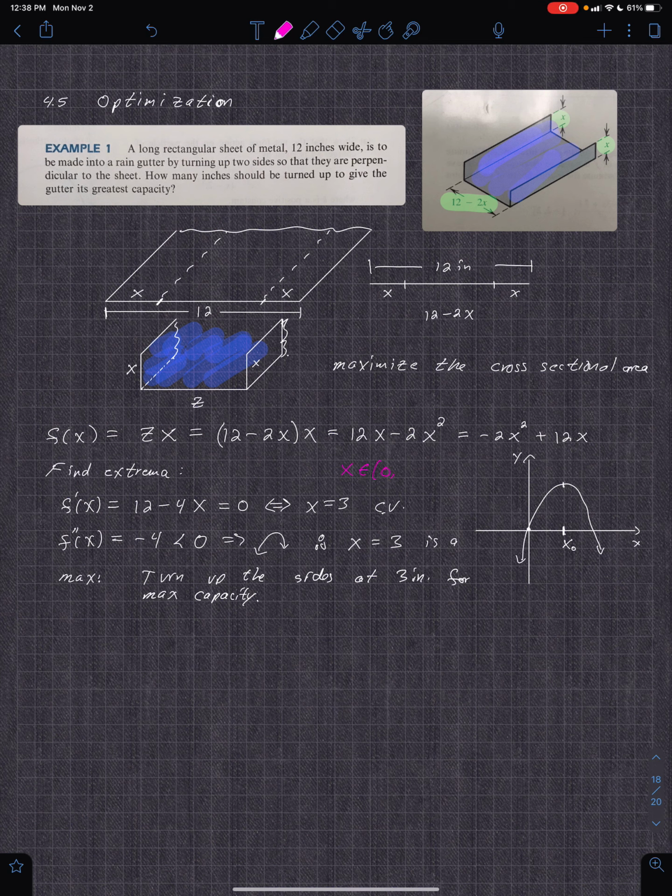So it has to be 0 to 6. It can't be 6, because you're folding up the whole half of it, and there's no area there. So this is a domain idea that we need to think about. Then we maximize. You don't have to do a second derivative necessarily, but it makes it really easy with a polynomial to get the maximum value. Okay, so we'll look at a number of examples from here.